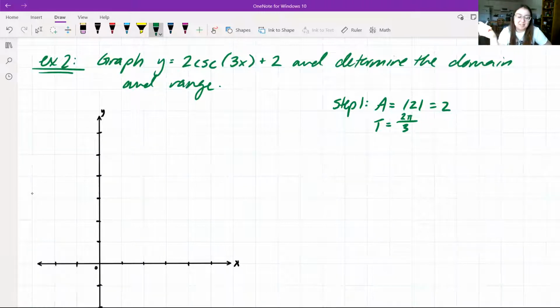I clearly didn't update my notes on this. I'm sorry once again. This is a 4 and not a 3. So it's y is equal to 2 cosecant 4x plus 2. So it's not going to be 3. Having a period of 2 pi over 3 is going to be quite a bit more difficult than if we had 2 pi over 4, which then just simplifies to pi over 2.